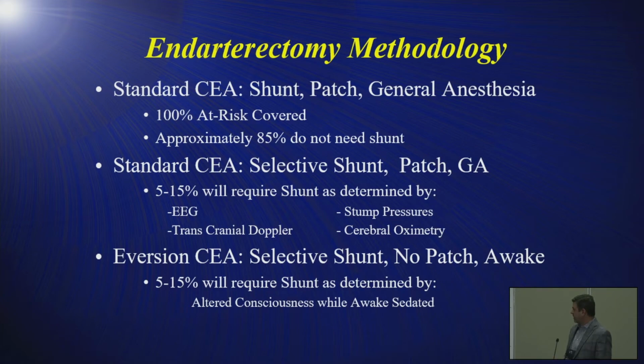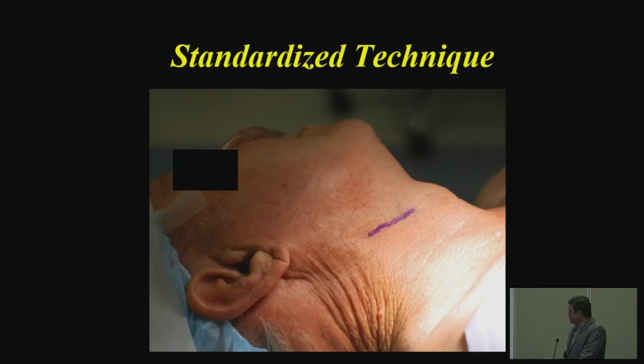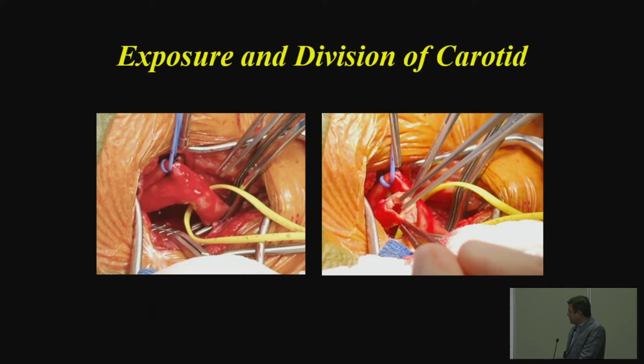So I tend to do that for most of my patients, and this is the actual type of procedure that I would do. We use ultrasound to localize the common carotid and then its bifurcation. I can then mark on the skin exactly where the lesion is and get them into a proper position.